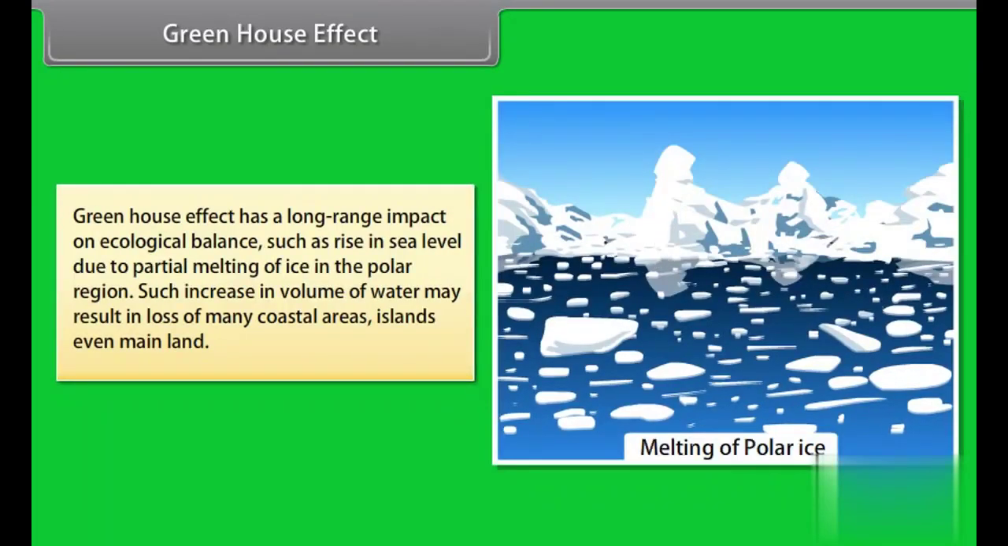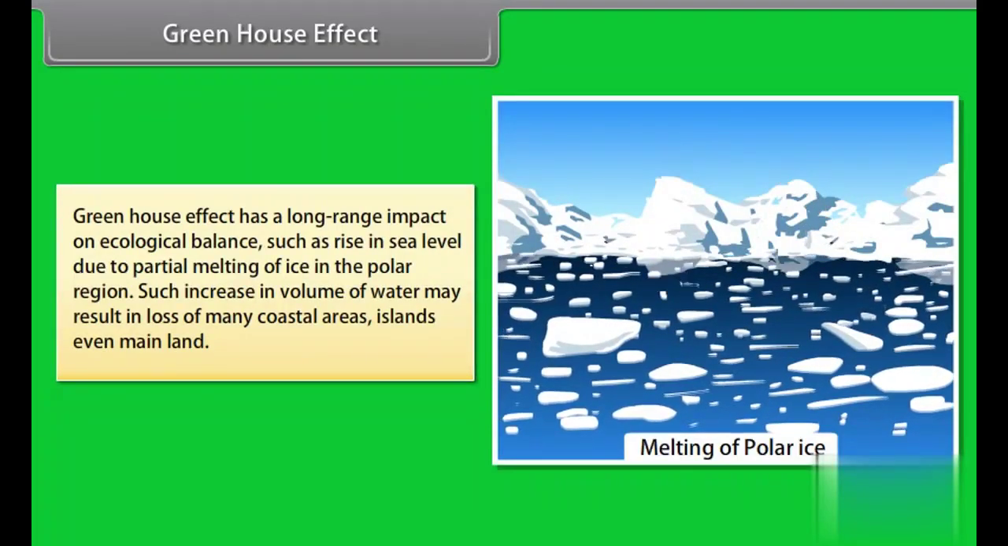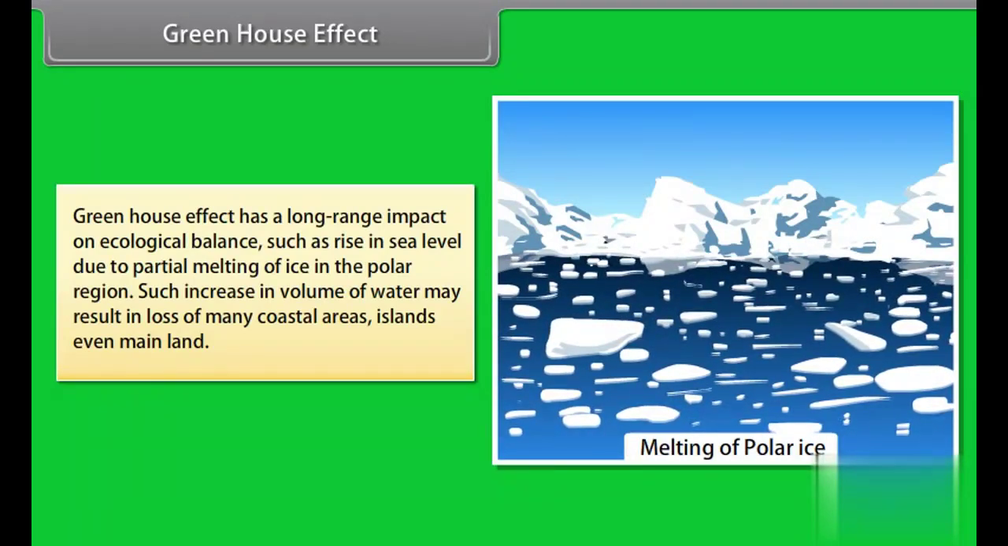The greenhouse effect has a long-range impact on ecological balance, such as rise in sea level due to partial melting of ice in the polar region. Such an increase in volume of water may result in loss of many coastal areas, islands, even mainland.